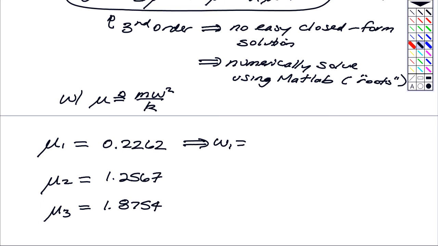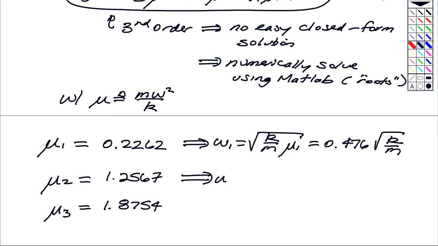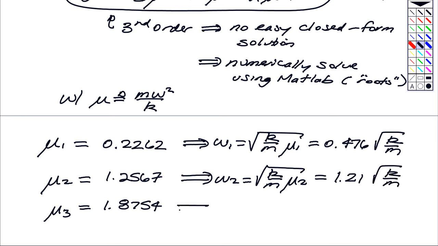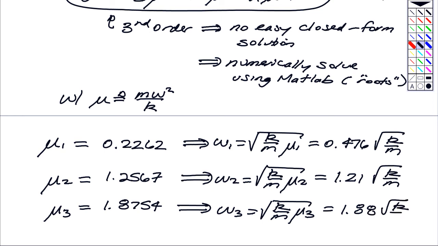Of course, what we need is omega 1. Omega 1 is going to be the square root of k over m times mu1, so that ends up being 0.476 square root of k over m. Omega 2 is the square root of k over m times mu2, and that ends up being 1.21 square root of k over m. And the third natural frequency is the square root of k over m times mu3, and that is 1.88 square root of k over m. So these are the three natural frequencies that we need.